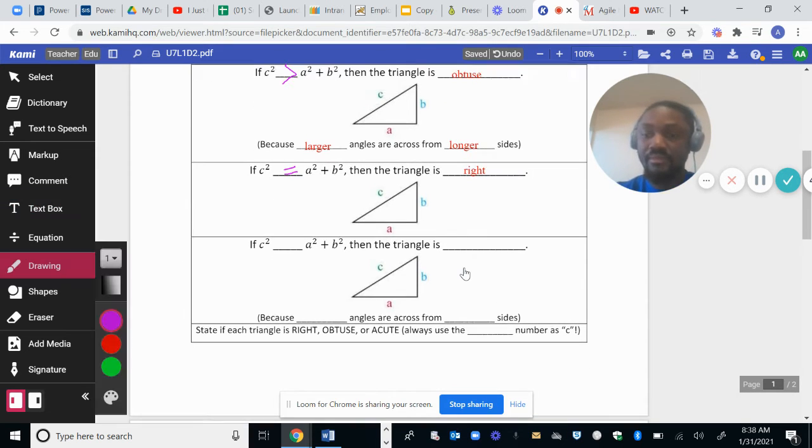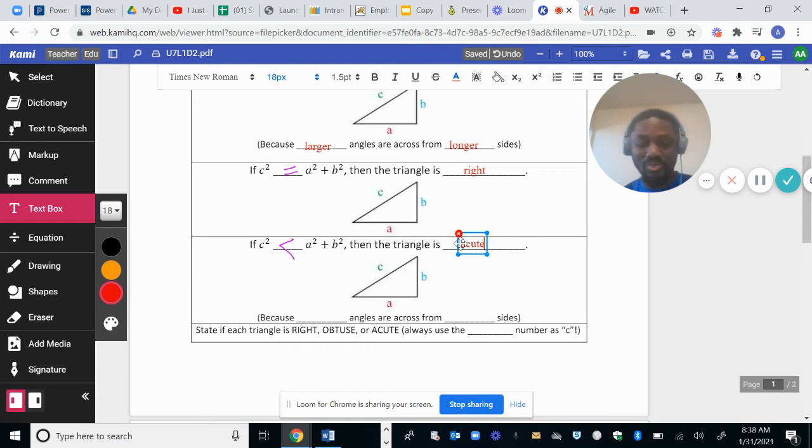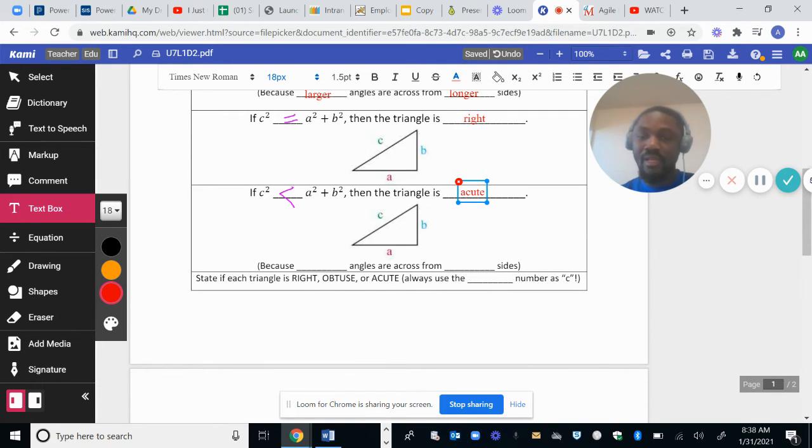So lastly, if the square of the longest side is smaller than the sum of the squares of the two legs, then that triangle is said to be acute. These are other beautiful rules to examine acute, right, and obtuse triangles. Okay, and the reason is that smaller angles are across from the shorter side.